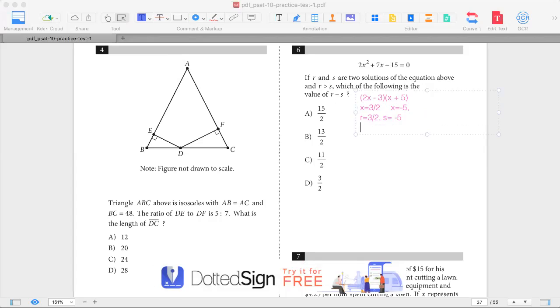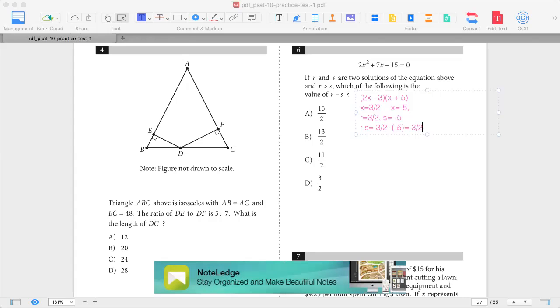So r minus s is equal to 3 over 2 minus negative 5, so it is equal to 3 over 2 plus 5. When I add 3 over 2 plus 5, it gives me 13 over 2. So my answer will be B.